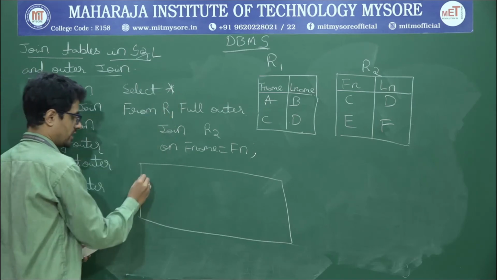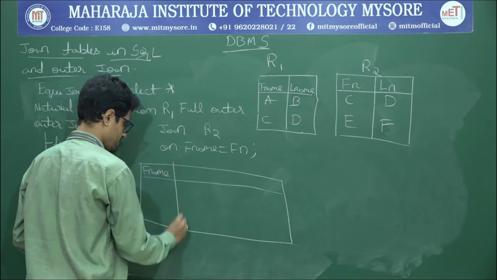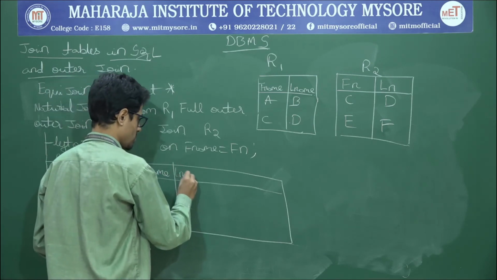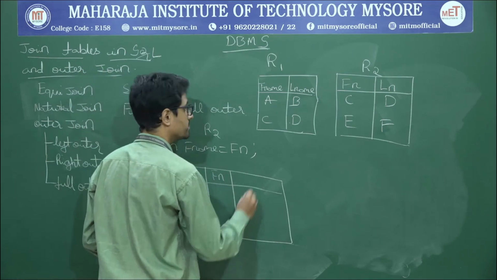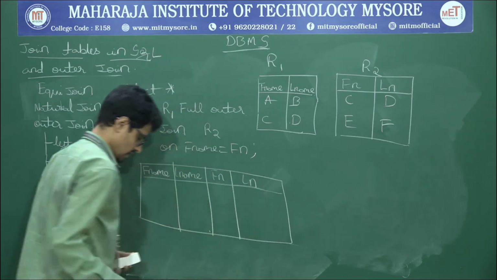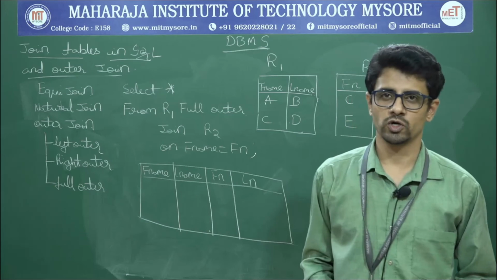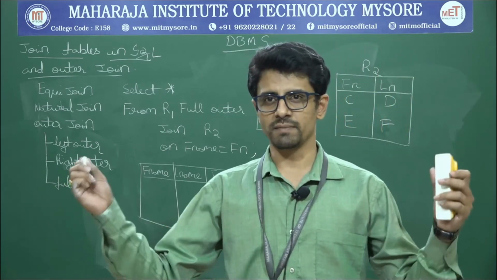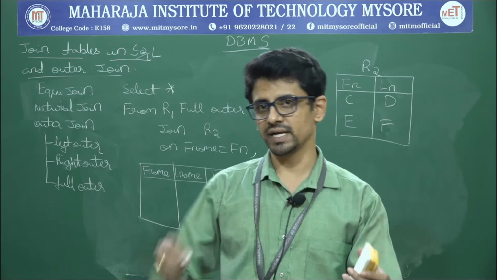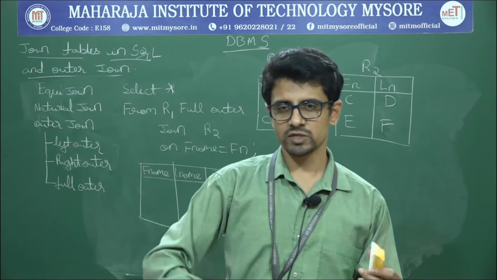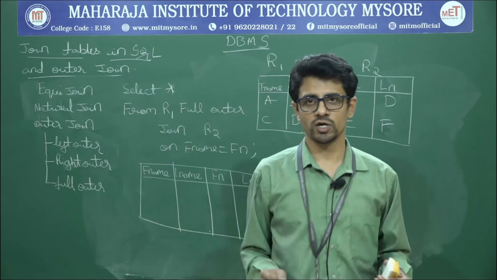I am given star, so I want all the attributes, that is f name, L name, fn, ln. Now the full outer join is something like a combination of both left outer join and right outer join. First we will find out what is the matching between two tables. Then if there is no match for the left hand side in the right hand side table, put null. Same way, if there is no match on the right hand side table to the left hand side table, put null values. That is what the full outer join is meant to be.